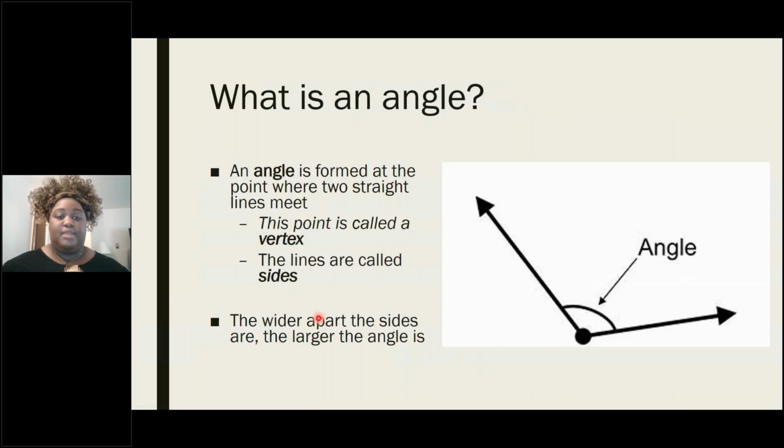Right. So first of all, what is an angle? An angle is formed at the point where two straight lines meet. So looking at this image here, we have two straight lines and they're coming together at a point. And this point is called a vertex. So where those two lines meet, that's where the angle is formed. And we'll call these lines sides. An important concept to remember is that the wider apart these sides are, the larger the angle is.